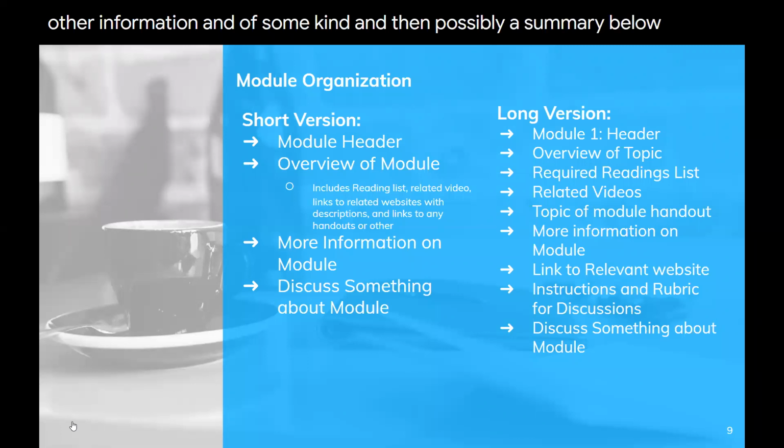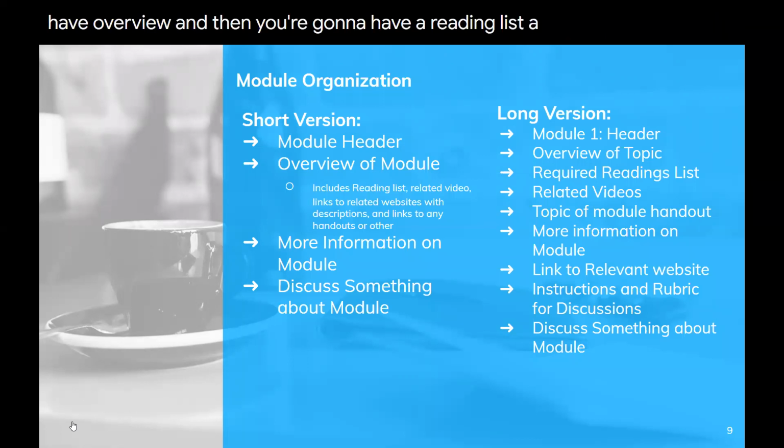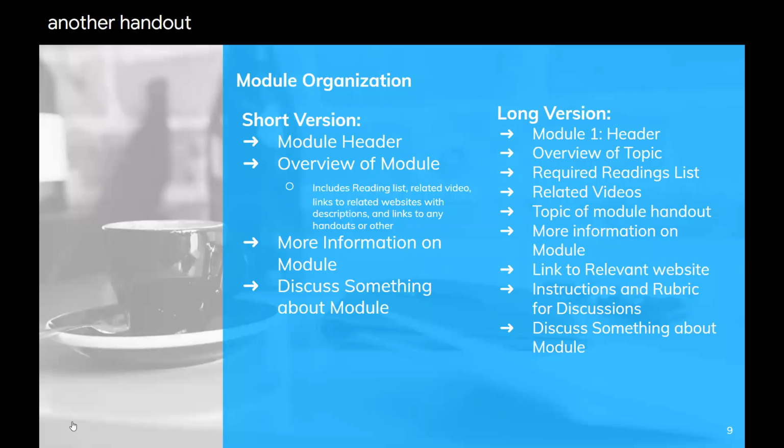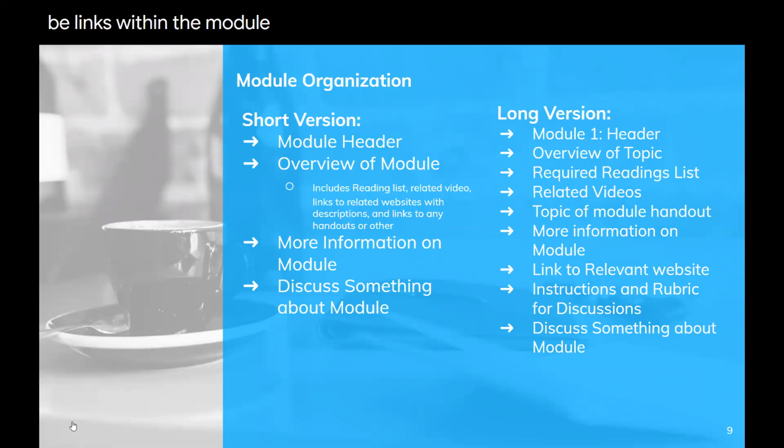The longer version of module organization is a module with a header, and then you're going to have an overview, and then you're going to have a reading list of related topics, videos, another handout maybe, some more information, links to relevant websites could be links within the module instead of embedded in a page. Instructions to rubrics for discussions or other rubrics, and then something else about the module, for example, a summary.